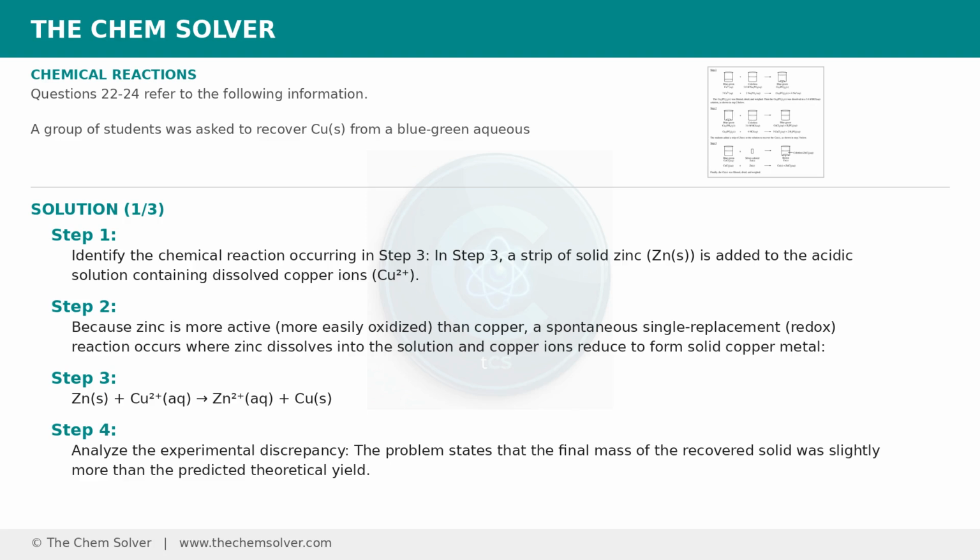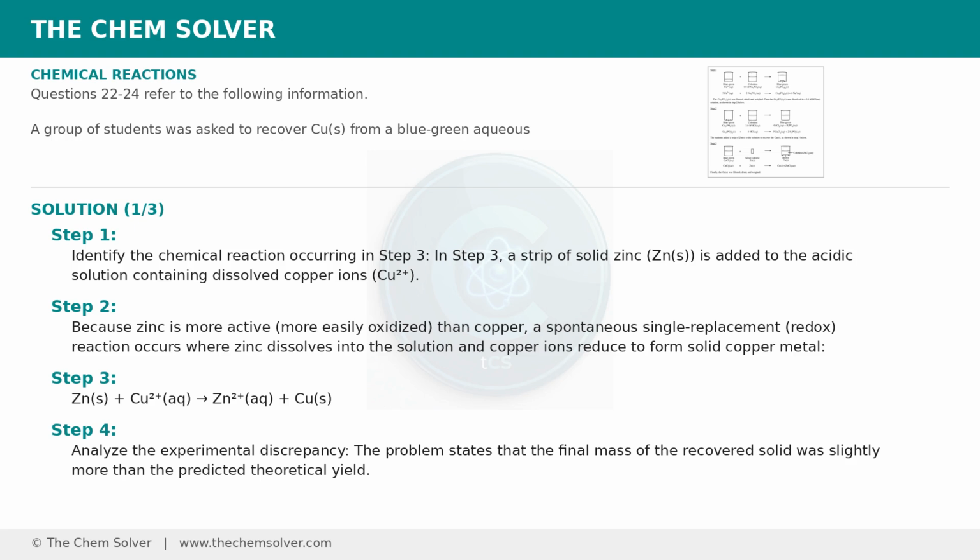Identify the chemical reaction occurring in Step 3. In Step 3, a strip of solid zinc, Zn, is added to the acidic solution containing dissolved copper ions, Cu2+. Because zinc is more active, more easily oxidized, than copper, a spontaneous single replacement redox reaction occurs where zinc dissolves into the solution and copper ions reduce to form solid copper metal. Zn plus Cu2+ gives Zn2+ plus Cu.